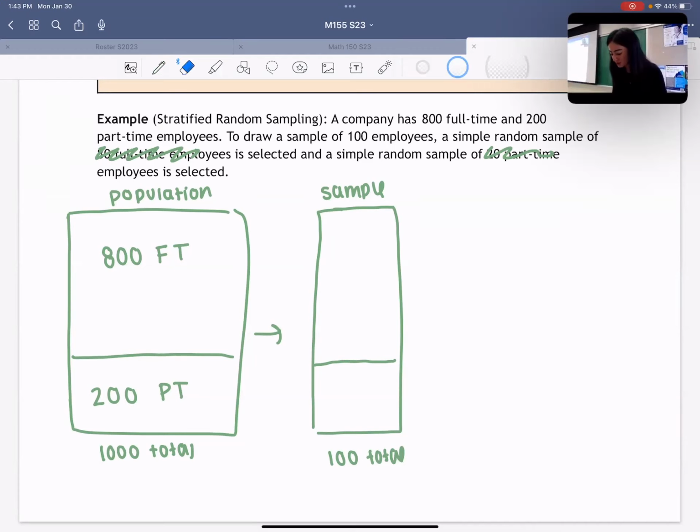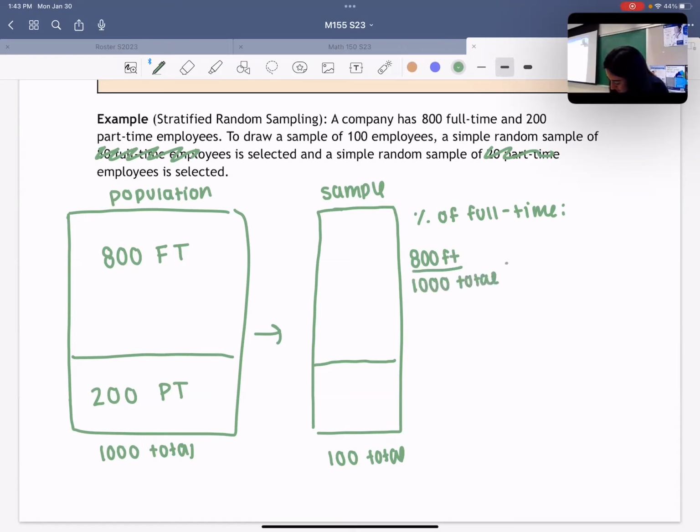Okay. So let's actually just calculate the percentage of full-timers. How can I calculate the percentage of full-timers in my population? 800, which is the thing we want to find, divided by 1,000, which is the total. Good. Okay, so I'm going to take 800 full-timers. I'm going to divide by 1,000. And if you divide this out, you're going to get 0.8. Does that make sense? Cool.